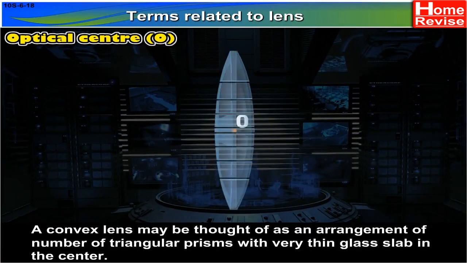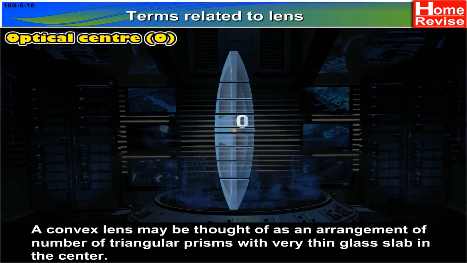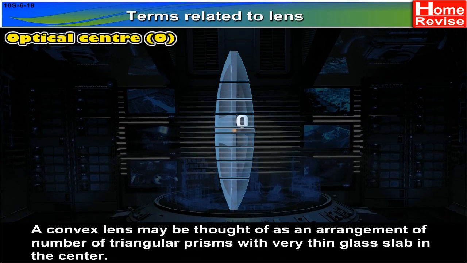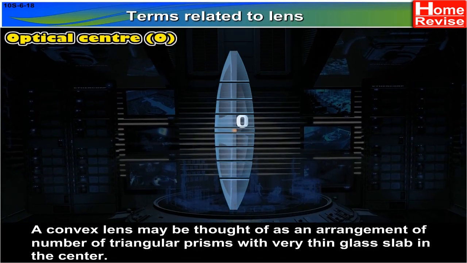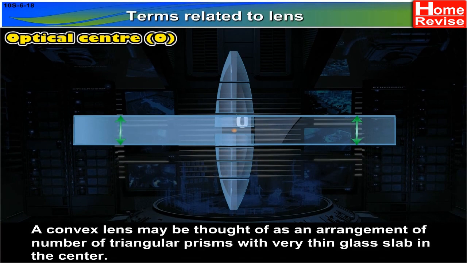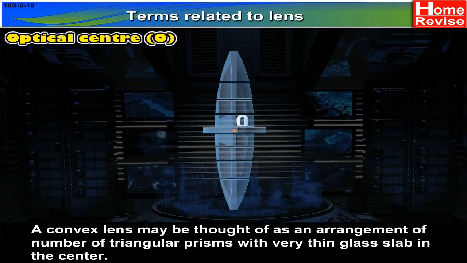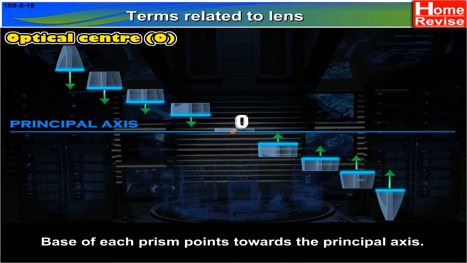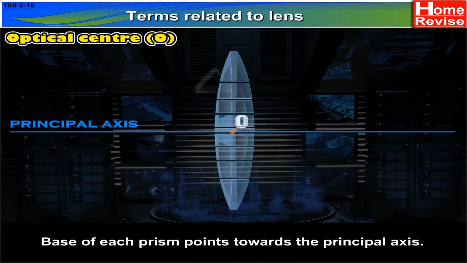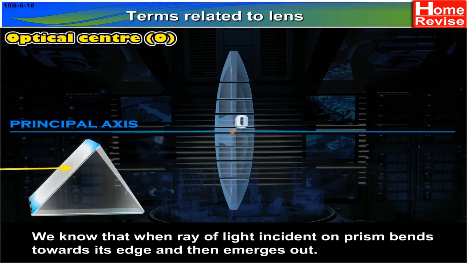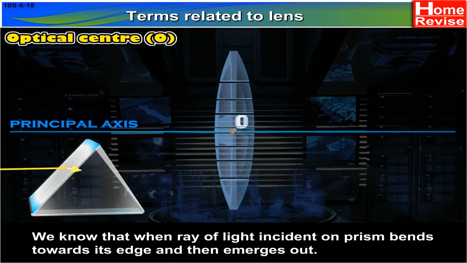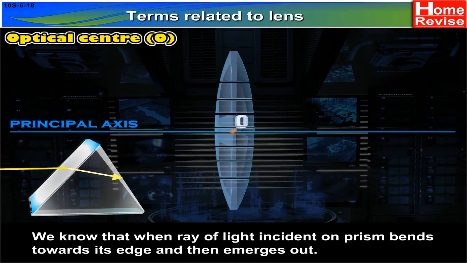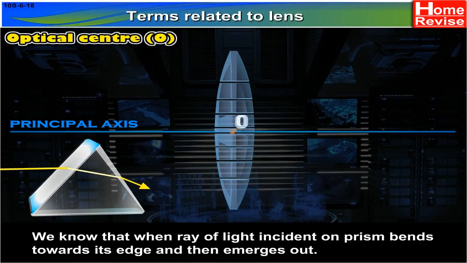A convex lens may be thought of as an arrangement of a number of triangular prisms with a very thin glass slab in the center. The base of each prism points towards the principal axis. We know that when a ray of light is incident on a prism, it bends towards its base and then emerges out.